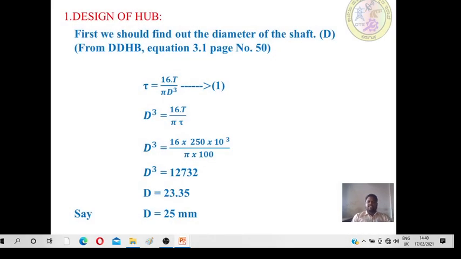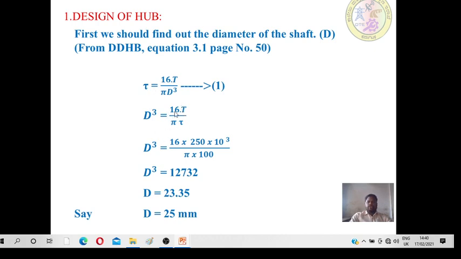So first let us design the part hub. First we should find out the diameter of the shaft d. From the data handbook we have this equation, that is tau equal to 16T divided by pi d cube. Now I need the value of d cube. Therefore, since it is at the denominator, I am bringing it to the left hand side numerator. That is d cube equal to 16T divided by pi into tau.